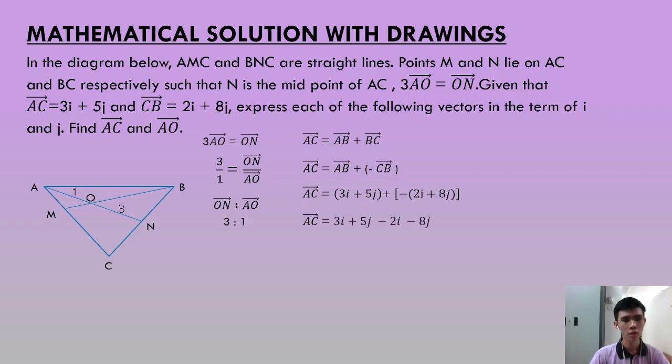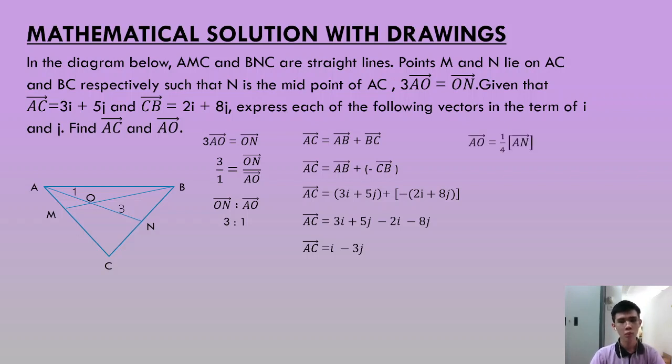After that, we need to open the bracket, and it will become AC is equal to 3i plus 5j minus 2i minus 8j. And at last, we get the answer, AC is equal to i minus 3j. After that, we need to find the AO.